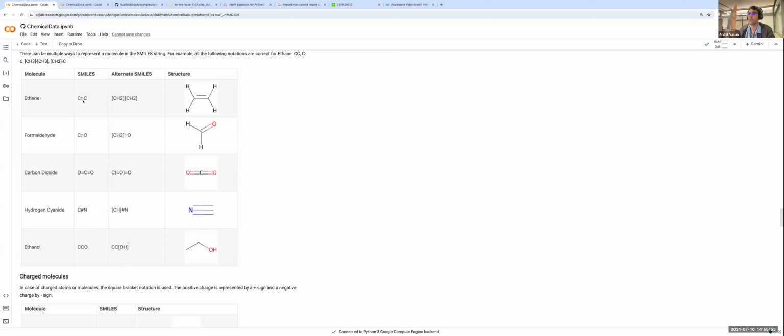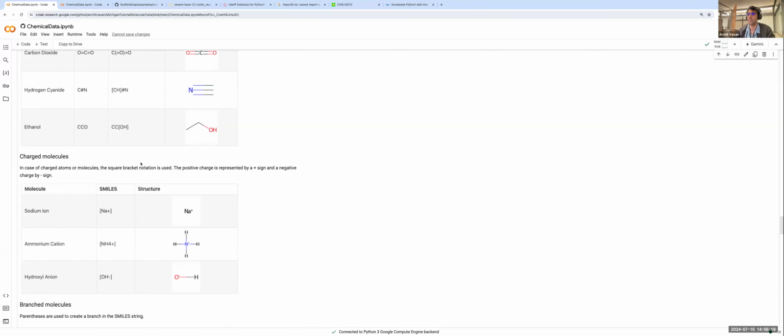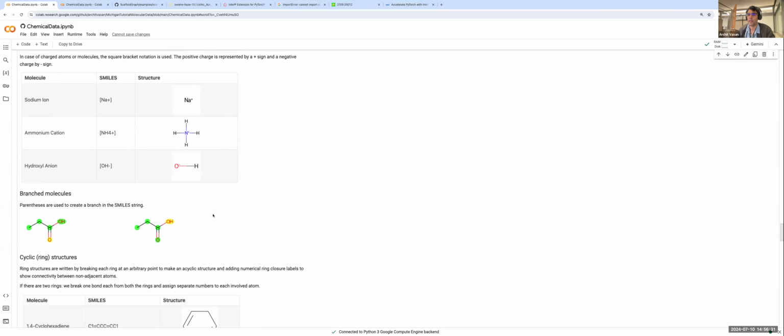This is represented in the SMILES string, where you can represent C by itself without the H2, then a double bond, and then another C right there. Alternatively, you can also represent this as CH2 and then another CH2, which also represents these two atoms bonded to each other. Additionally, it can also account for charged molecules. If there are any molecules that have charges, they're simply the atom plus a positive or a negative charge.